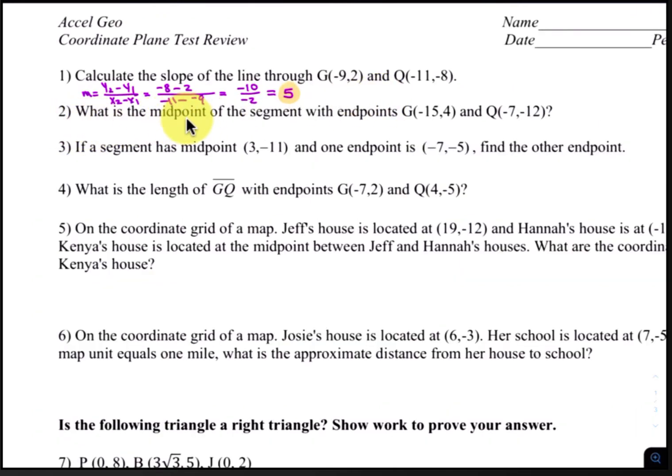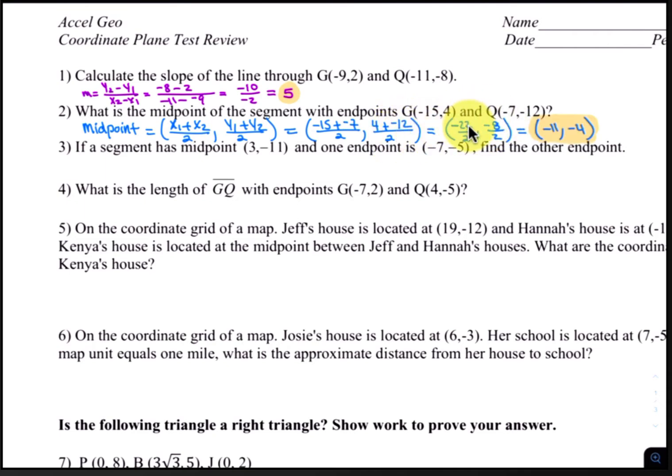All right, number 2. What is the midpoint of the segment with endpoints G, (-15, 4), and Q, which is (-7, -12)? Well, first, we'll need to use the midpoint formula, and that is x1 plus x2 over 2 for the x-coordinate, and y1 plus y2 over 2 for the y-coordinate. Plugging in the numbers, we have -15 plus -7 divided by 2, and 4 plus -12 divided by 2, and that comes out to be -22 over 2, -8 over 2, which is (-11, -4).